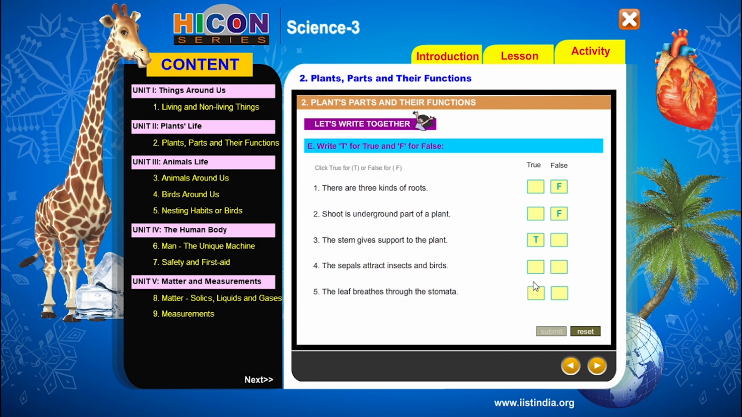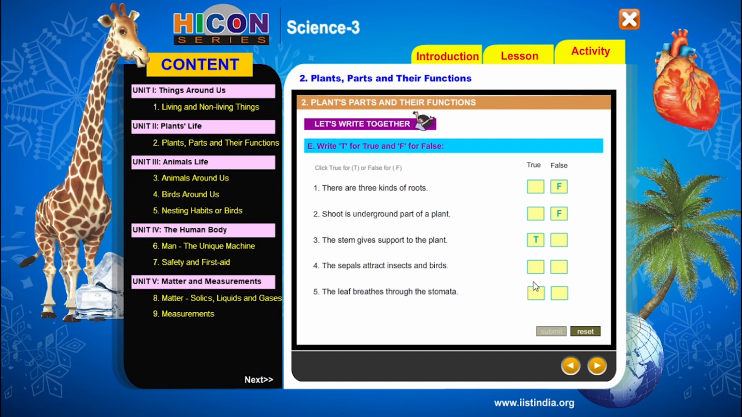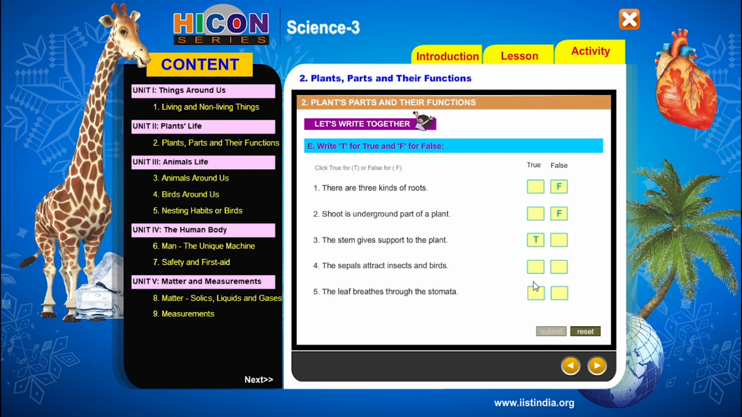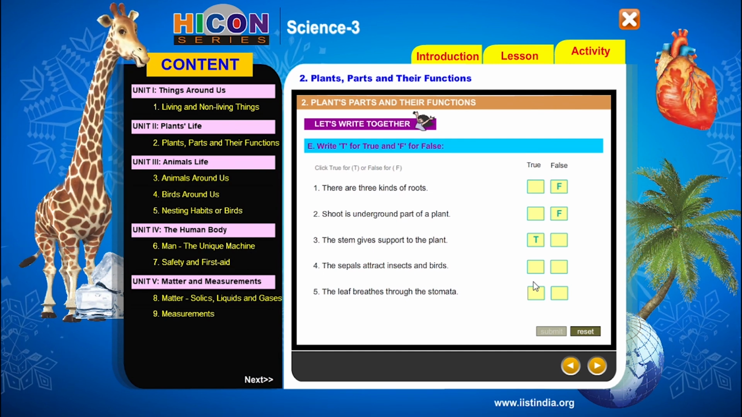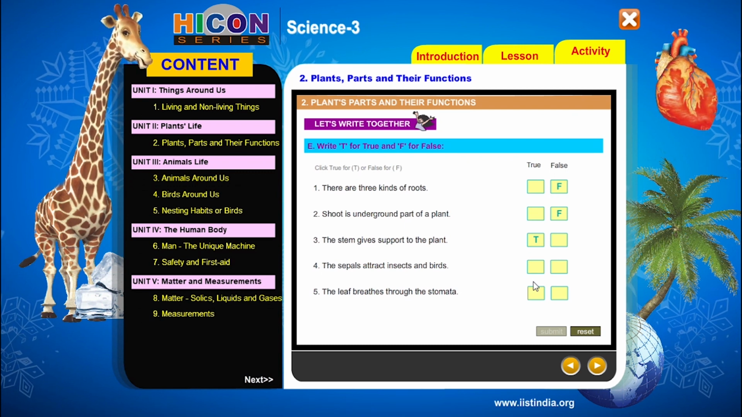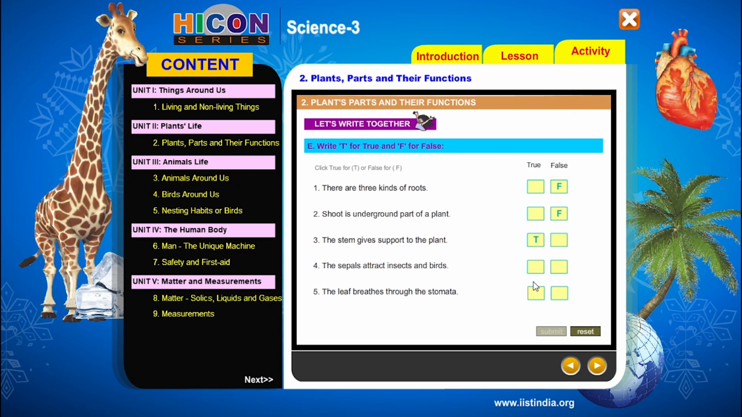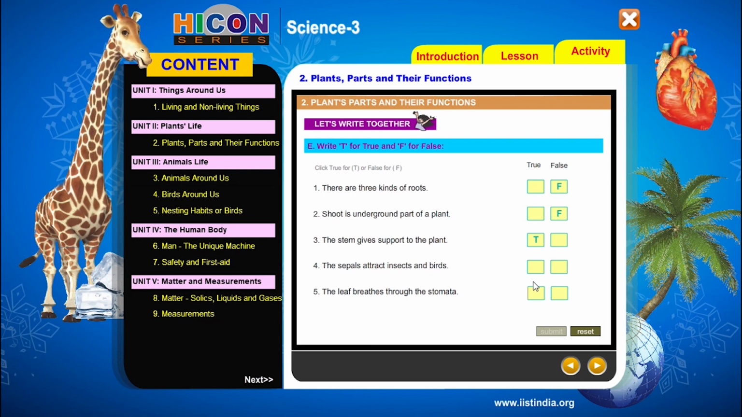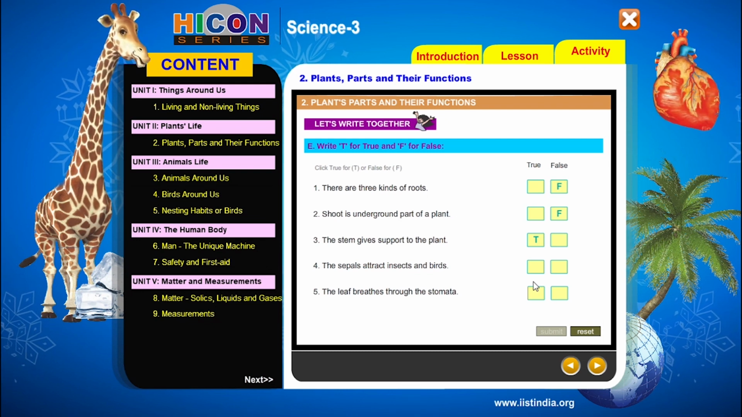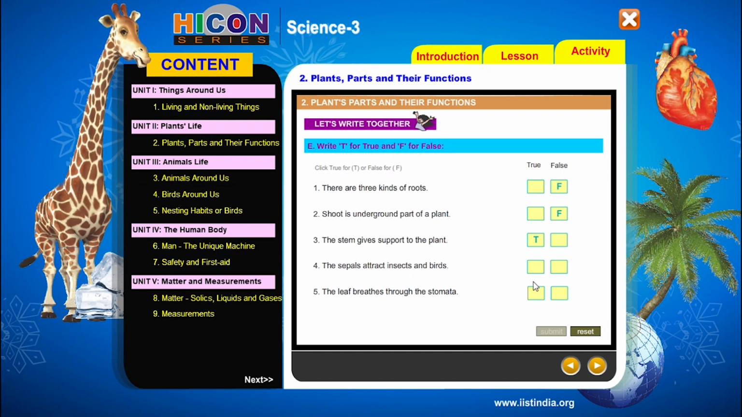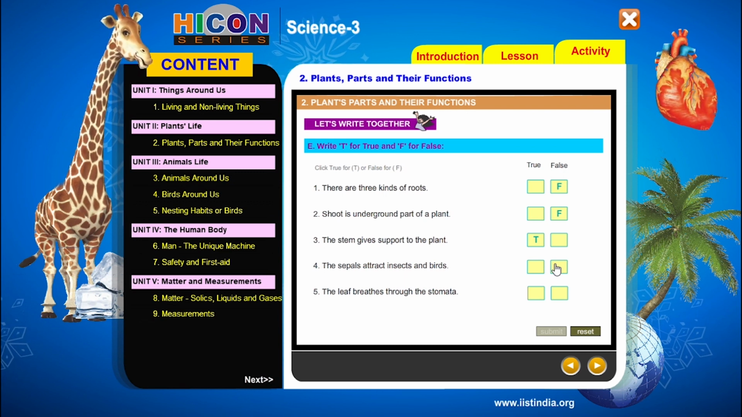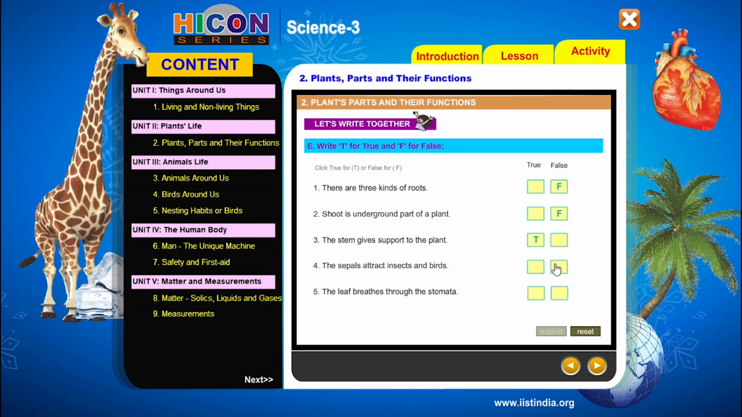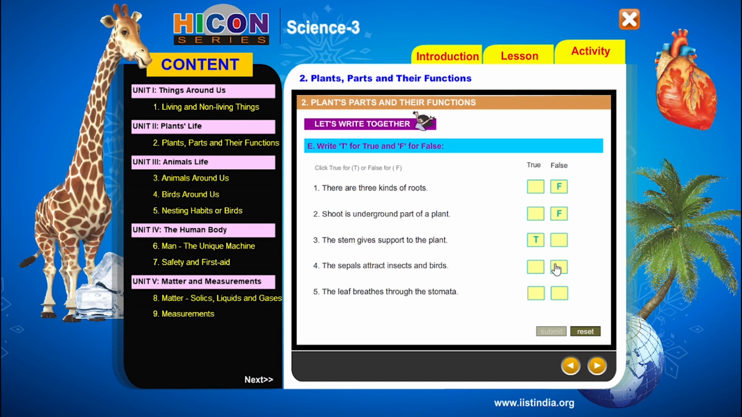Next, read the fourth sentence: the sepals attract insects and birds. Children, is it correct? No, because sepals give protection for the flower when it is a bud, but petals attract the insects. So the fourth sentence is wrong. The petals attract the insects and birds because they come in different colors and give a pleasant smell. Because of the smell and color of the petals, the insects and birds will be attracted.